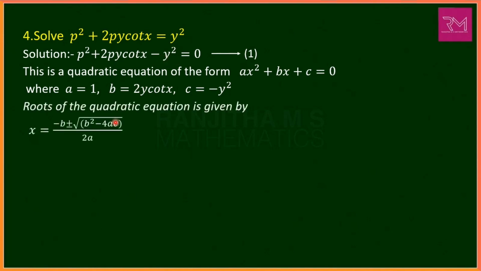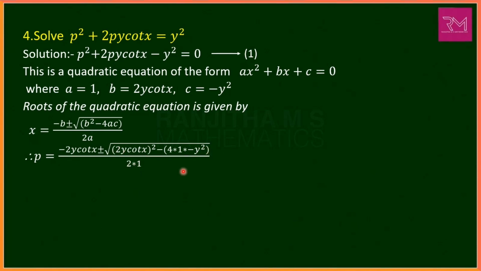To find the root of a quadratic equation, which is given by the formula, x is equal to minus b plus or minus square root of b square minus 4ac by 2a. But here this is a quadratic equation in p, so in the place of x we have to substitute p. That is p is equal to minus b, which is minus 2y cot x, plus or minus square root of b square, here b is 2y cot x whole square, minus 4 into a is 1 into c is minus y square, divided by 2 into a is 1.